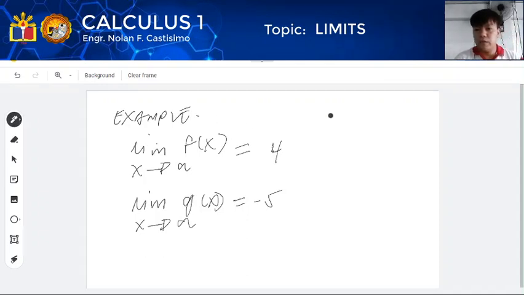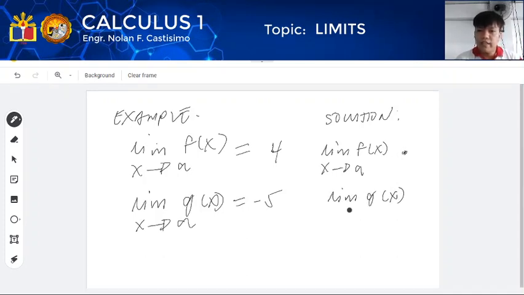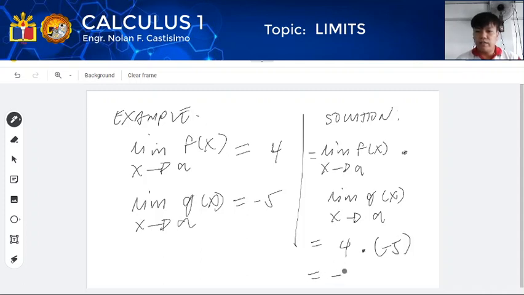So, solution. Dito na lang. Pagkasyahin ko. So, limit. So, using the formula, limit of f of x as x approaches a times the limit of g of x as x approaches a. So, parang ganito lang yan. So, 4 times negative 5 is equivalent to negative 20. So, yan lang yun. Pinag-multiply lang natin.